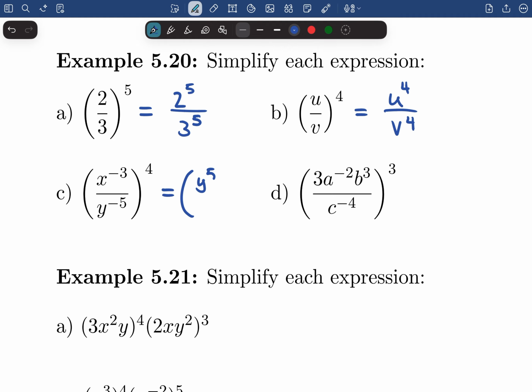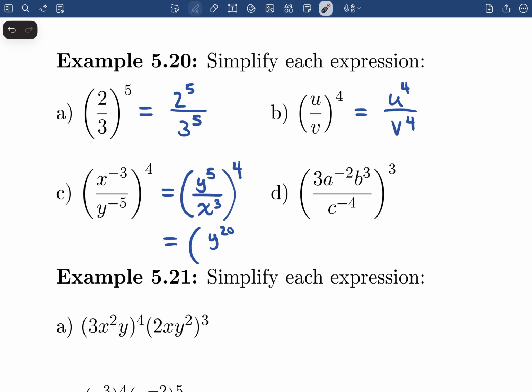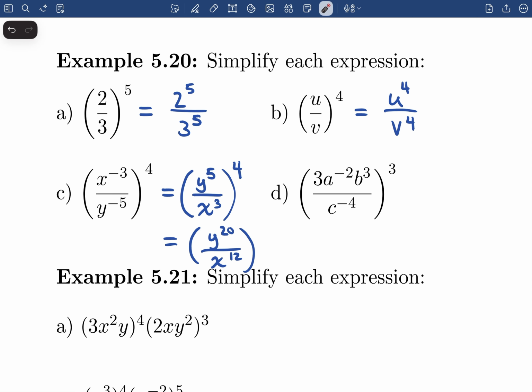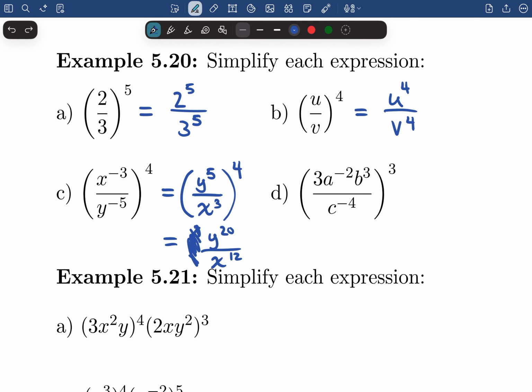I'll rewrite it as y to the 5th over x cubed, and that's raised to the 4th. And now let's apply the 4th power to the top and bottom of this. So I get y to the 20th, right? Because 5 times 4 is 20, divided by x to the 12th, since 3 times 4 is 12. All right? So there you go. That's my final result that I will report. It's simplified as far as possible. Y to the 20th divided by x to the 12th.